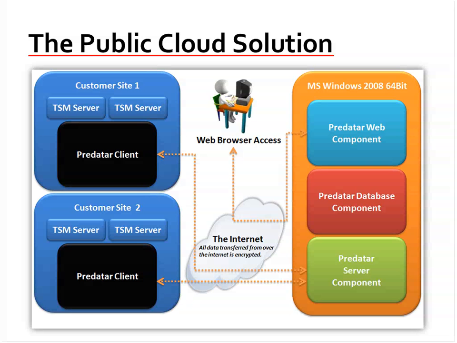There are 4 primary components to the Predator Core Suite, as you can see on your screen there. The Predator Client component, which collects data from a managed TSM server and securely transfers it to the Predator server for processing. The Predator Server component, which collects and processes the data and inserts it into the Predator database. And the Predator Database component, which stores the collected data. Finally, this is all put together in the Predator Web component, which provides the portal user interface.